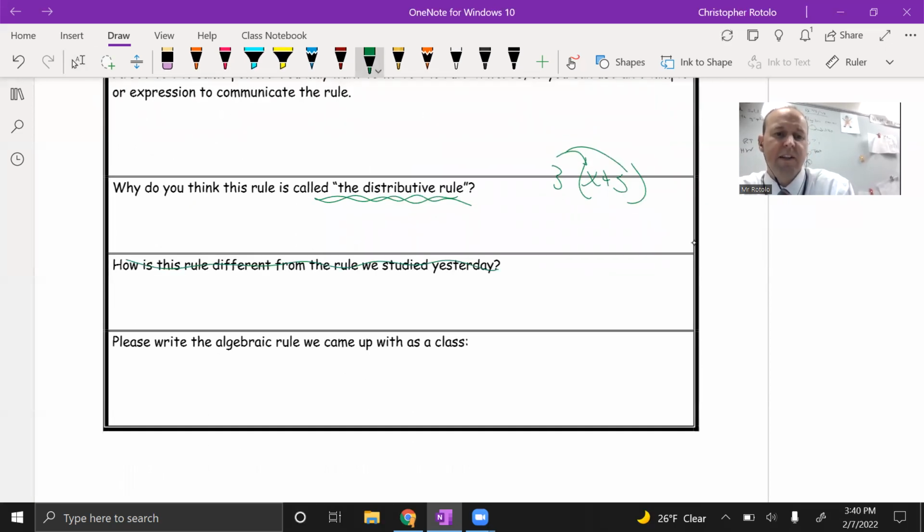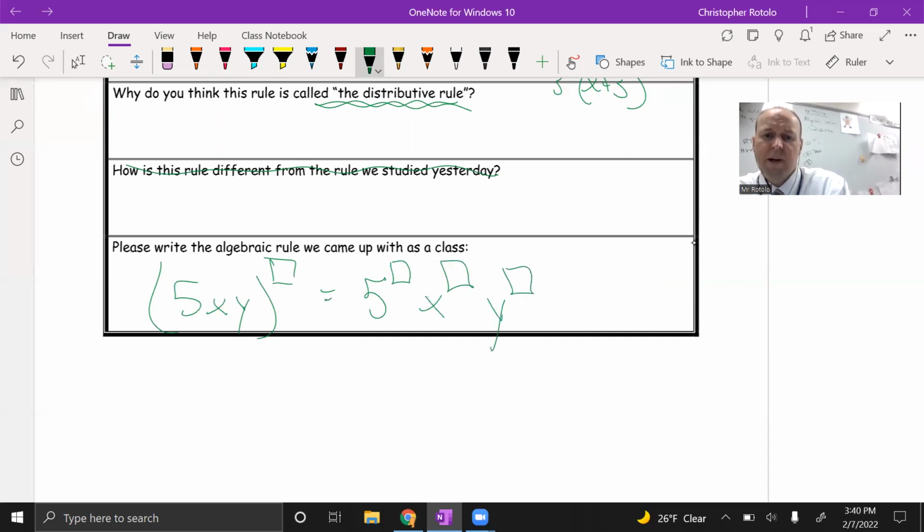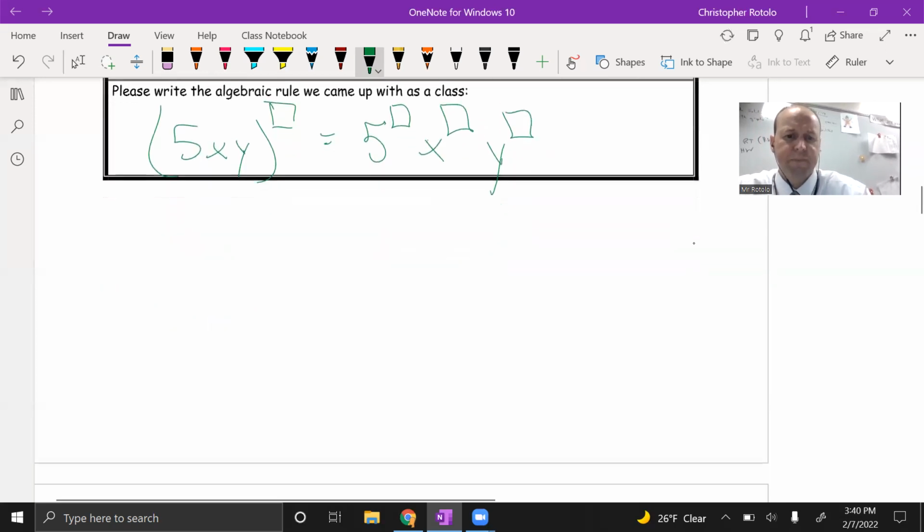And then we would come up with a rule. I would encourage you to use something like 5 with an x and maybe a y as well, and then take that to some power. So it becomes 5 to what power, x to what power, and y to what power. So that's distributive.